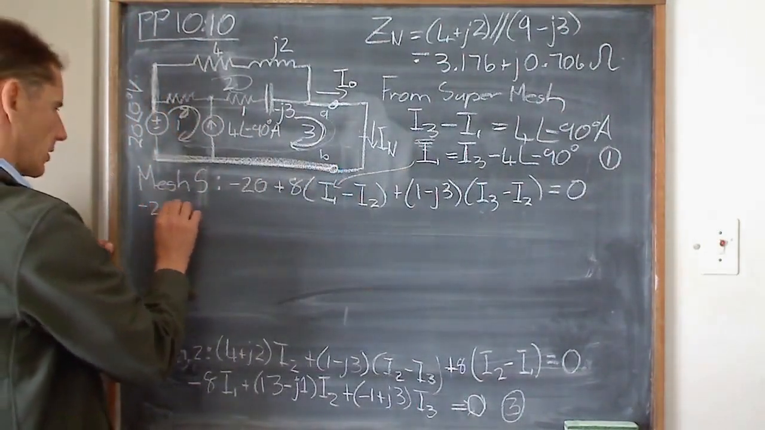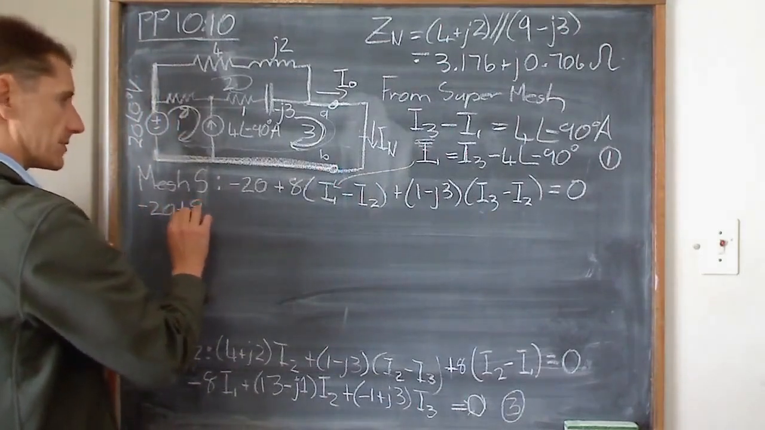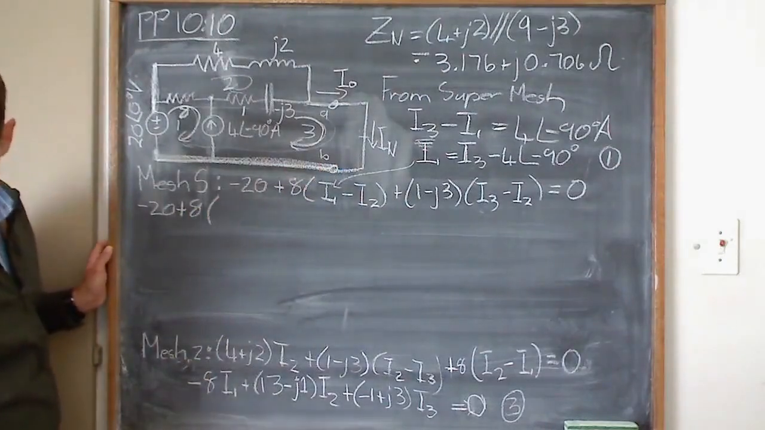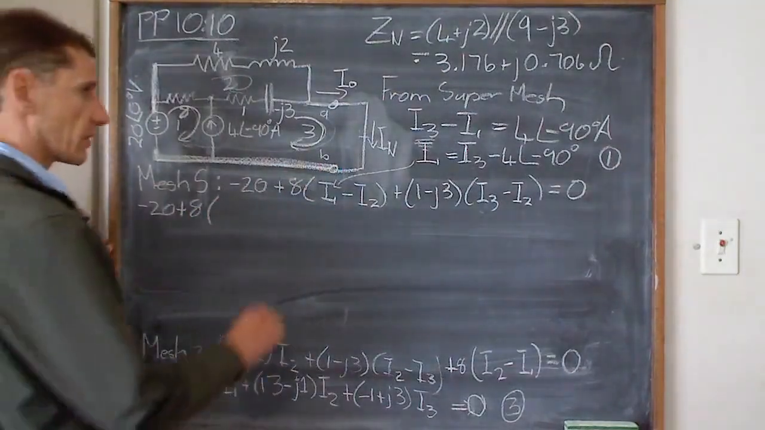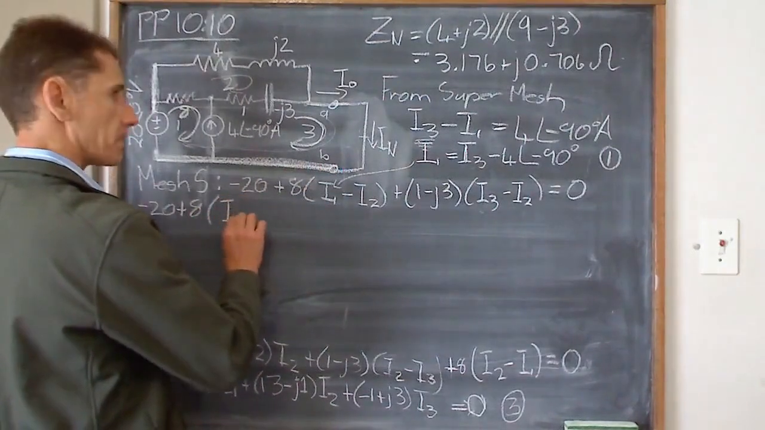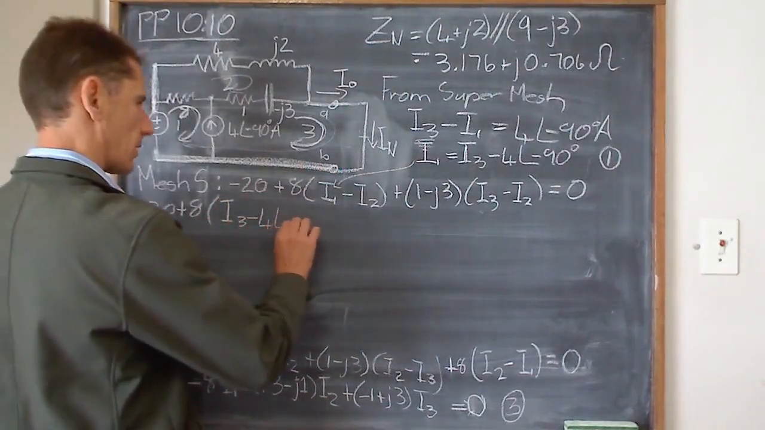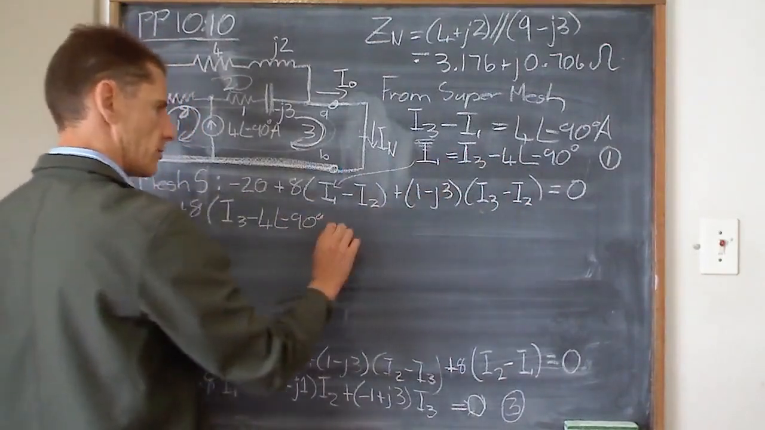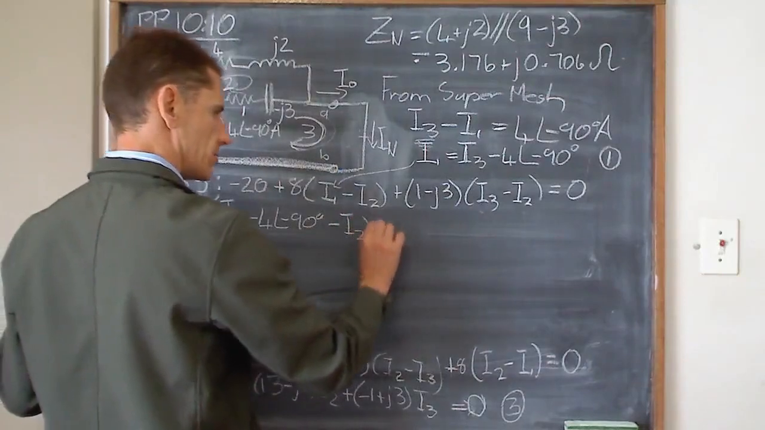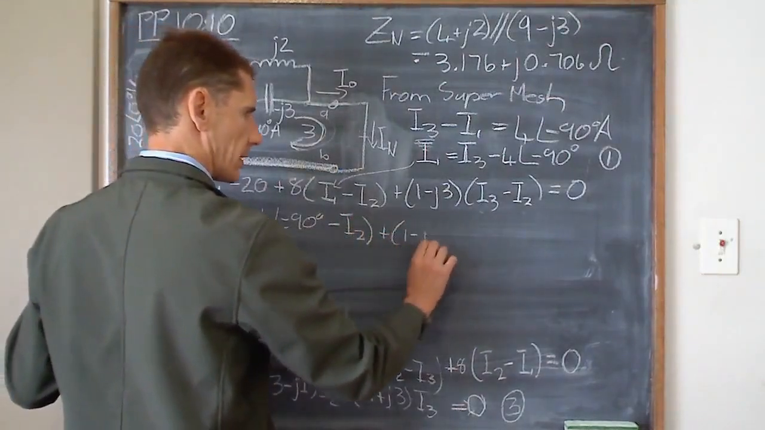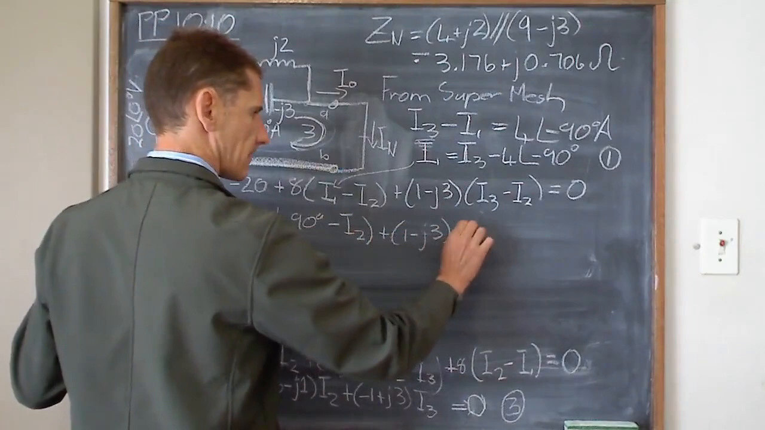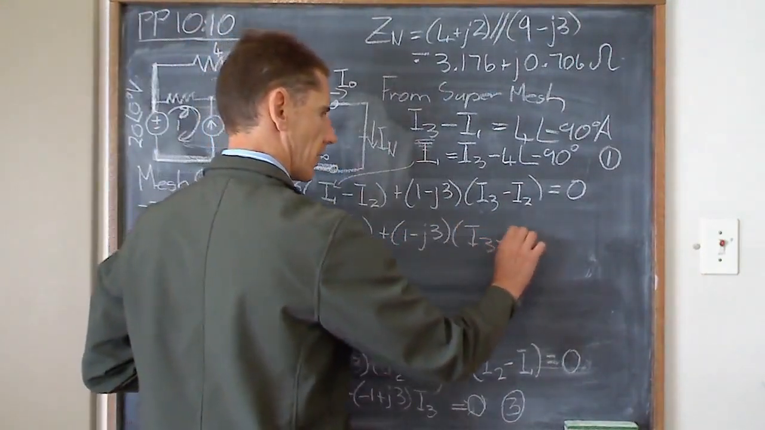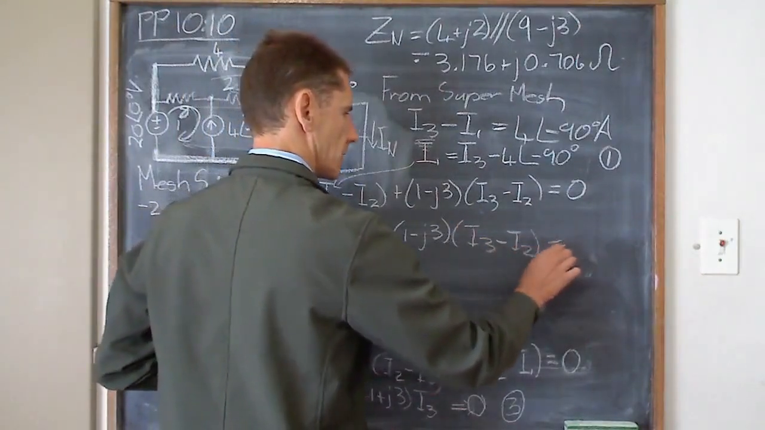I get minus 20 plus 8 times, and now, did I write that whole thing out? Oh, sorry guys, my brain is getting a bit tired after 2 hours. I3 minus 4 angle minus 90 degrees. Okay, so that's that I1 term, minus I2 plus 1 minus j3 I3, minus I2 equals 0.